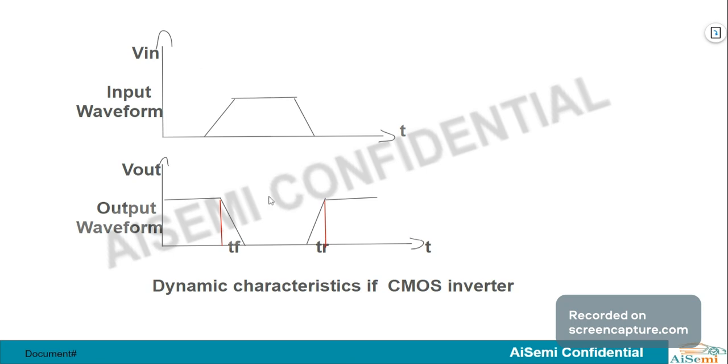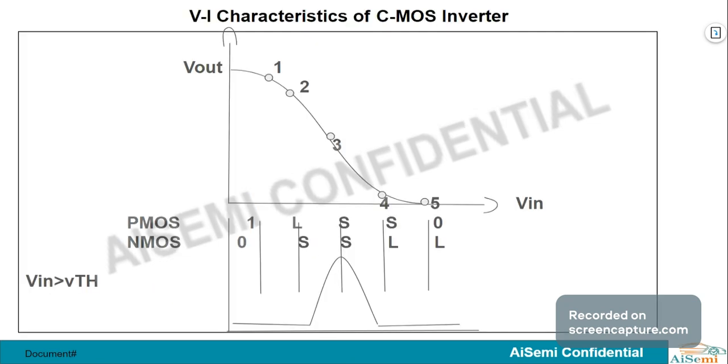This is the dynamic characteristics of CMOS, and this is the VI characteristics of CMOS. We observe that this is the static characteristics of CMOS. In it, the quality of an inverter can be measured by using the VTC. VTC means voltage transfer curve, which is plotted between the input Vin and output Vout. Here we observe that this curve is the VTC.